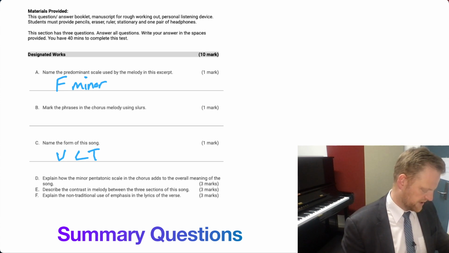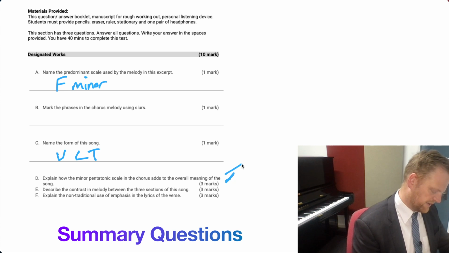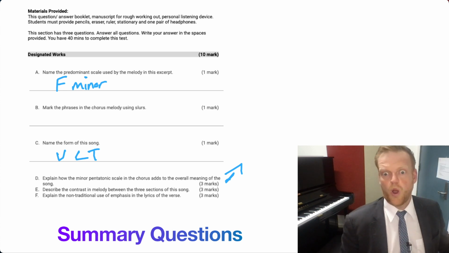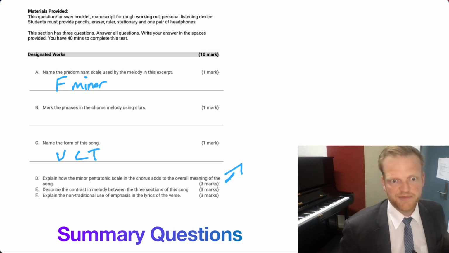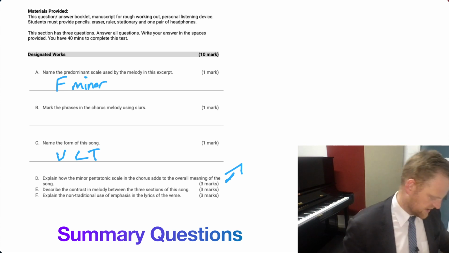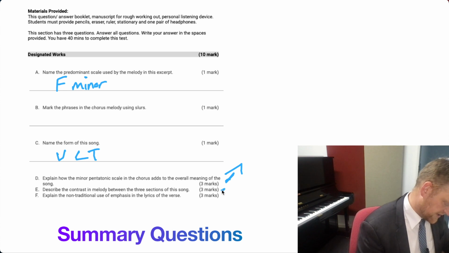And then we got some more complicated questions down here, which I think are probably better questions. Explain how the minor pentatonic scale in the chorus adds to the overall meaning of the song. So I would be going something like: the minor pentatonic scale is really accessible and encourages people to sing it. So it encourages people to come together, which is a value that comes through the song. Something like that.